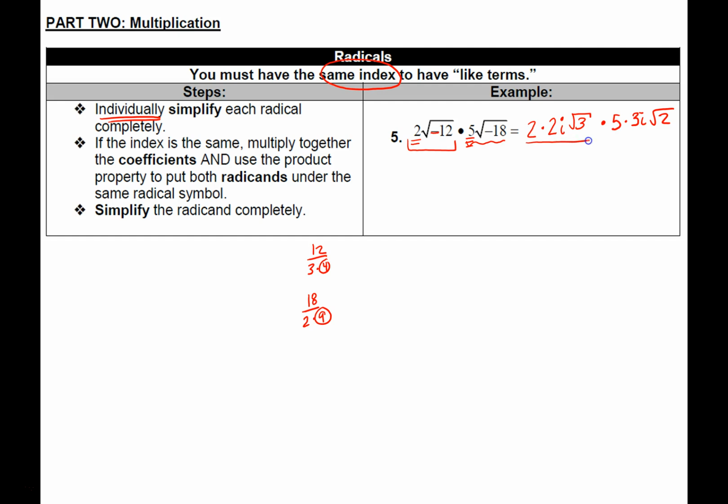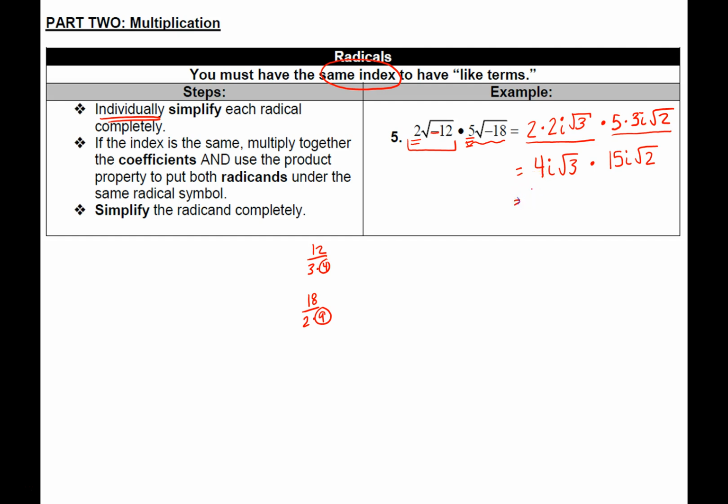If I look at this first term here, I've got 2 times 2i, so that's 4i square roots of 3. And then in the second one, I've got 5 times 3i, so that's 15i square roots of 2. All right, so we have simplified each one individually. We do have like terms with this one because both of these are square roots. So now we're going to multiply together our radicals and our coefficients.